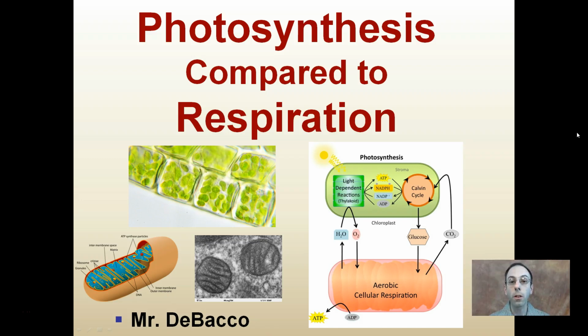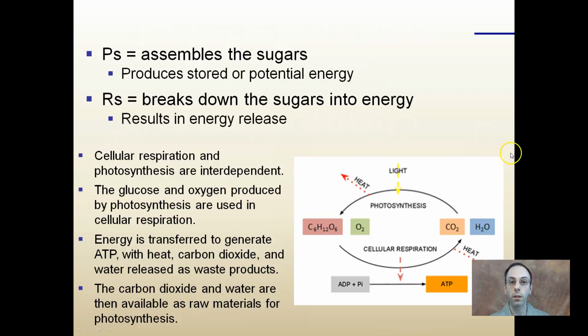Okay, here we're going to look at photosynthesis compared to respiration. Keep in mind, photosynthesis occurs in the chloroplast, respiration in the mitochondria. Photosynthesis has the light-dependent reaction and the Calvin cycle. Respiration is aerobic or could be anaerobic cellular respiration, and it's going to be using glucose and oxygen. Those then are being broken down into carbon dioxide and water, which are needed by the photosynthetic process.